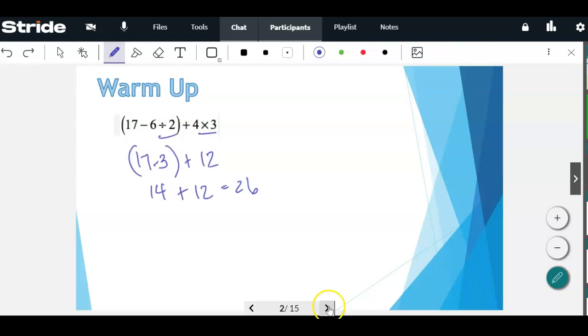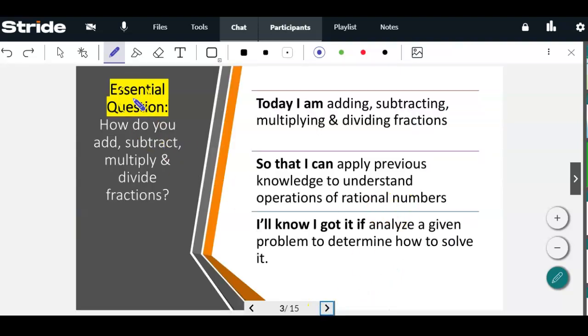The calculators are going to be really what you need to use, so make sure you know how to use these, the online calculator. All right, so in this lesson, you will be adding, subtracting, multiplying, dividing fractions, mixed numbers, so that I can apply previous knowledge to understand operations of rational numbers. I'll know I got it if I can analyze a given problem to determine how to solve it. Essential question, how do you add, subtract, multiply, and divide fractions?